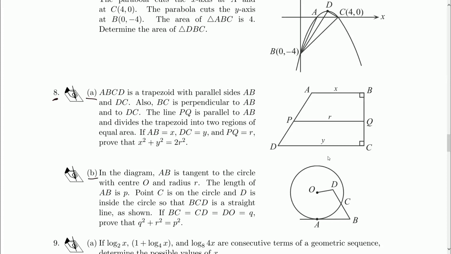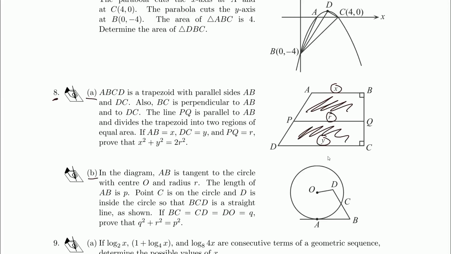So in A, ABCD is a trapezoid with parallel sides AB and DC. Okay, and apparently we've got lengths X and Y. Also, BC is perpendicular to AB and to DC. The line PQ is parallel to AB, and therefore parallel to DC, and divides the trapezoid into 2 regions of equal area, but they don't tell me what that area is. If AB is X, DC is Y, and PQ has length R, prove that X squared plus Y squared equals 2R squared.